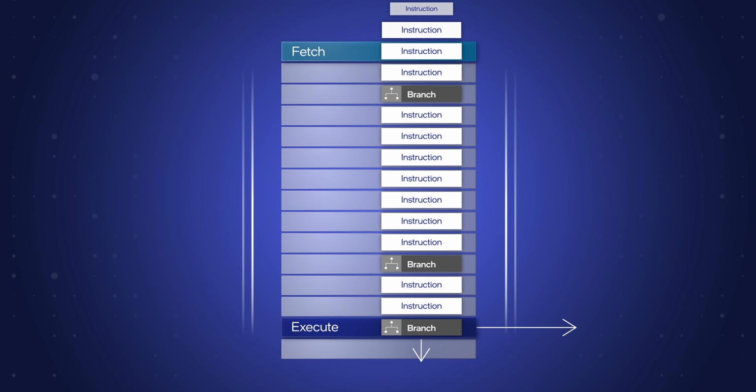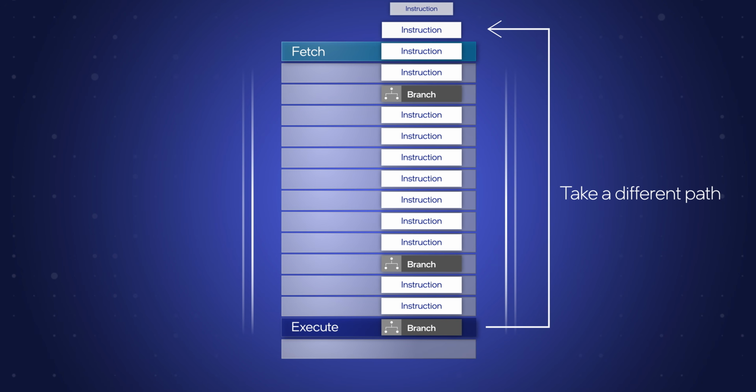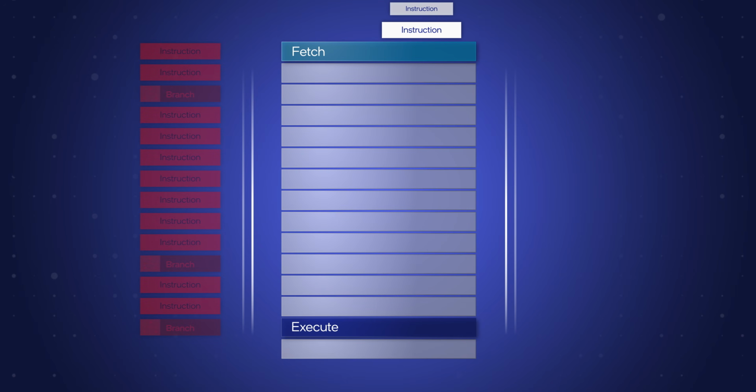When the branch says to take a different path, we need to tell the beginning of the pipeline to redirect to a different instruction. The work that was in progress needs to be thrown away. This is both bad for performance as well as for power, since we have been spending time executing instructions that were not needed for the program's execution.